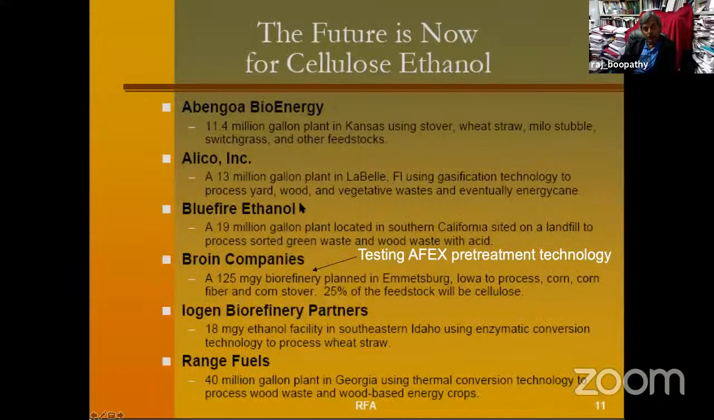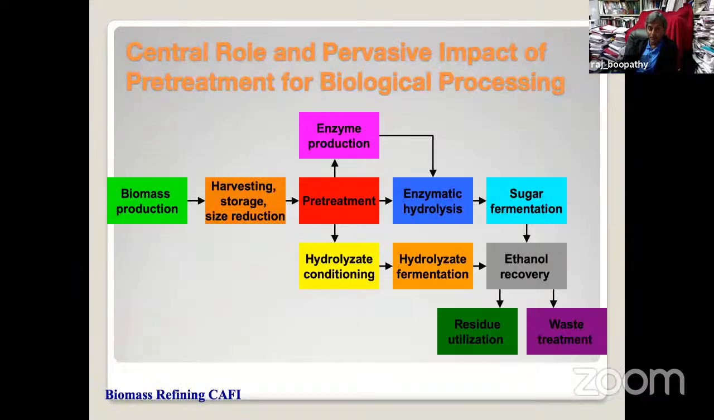So in the US, currently we have these plants that are commercially put up, producing from various raw materials, from corn stover to vegetative waste. This is the capacity of each plant that produces ethanol, okay? So most of them use this AFEX pretreatment technology, which is ammonia fiber expansion. I'm going to show you what that means in a minute.